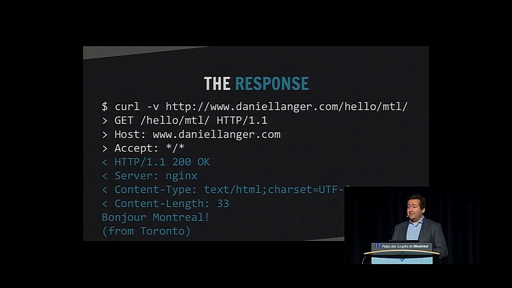It's got a content length of 33, which was provided by a Django response middleware, because you can do that after you've got the response. And it's got 2 lines. The first line says Bonjour Montréal, where Montréal was templated in by our view function. And the second one says from Toronto, because that's where I was when I made the request. And that was templated in by a context processor.